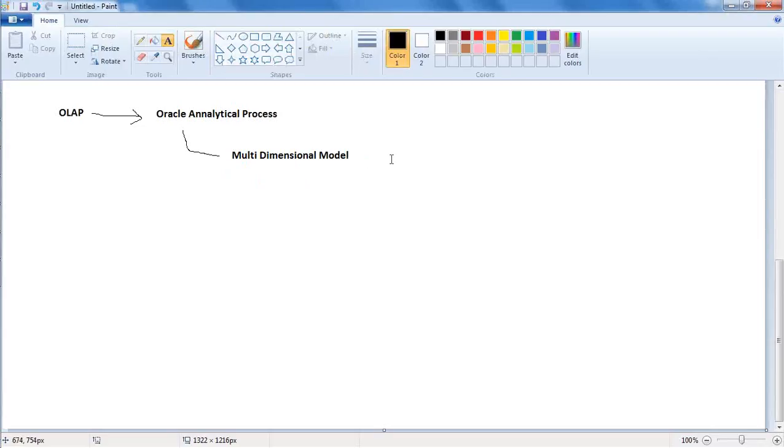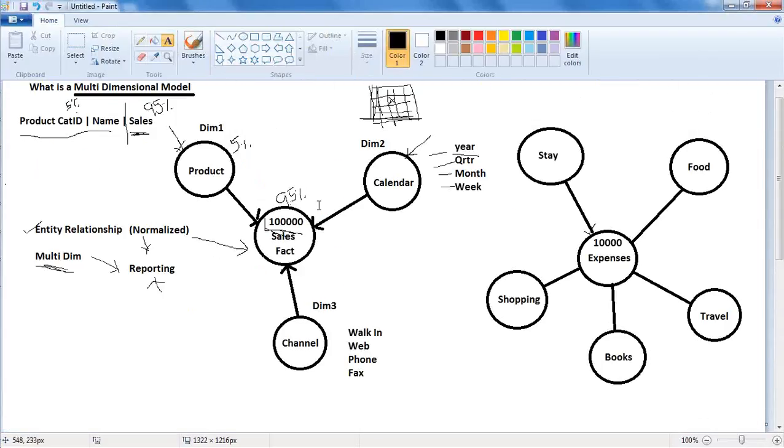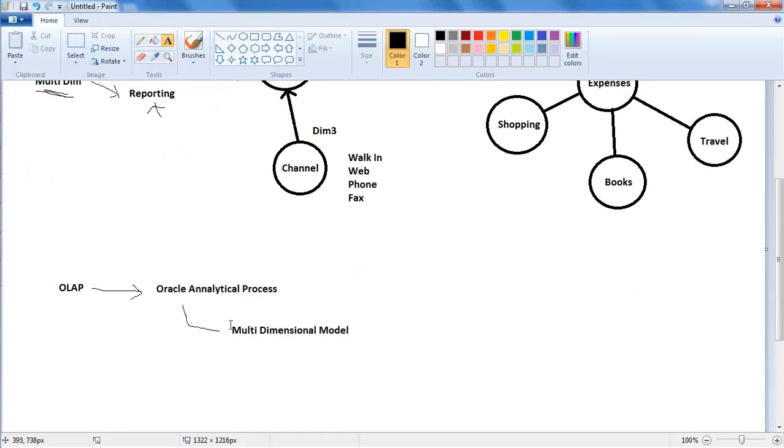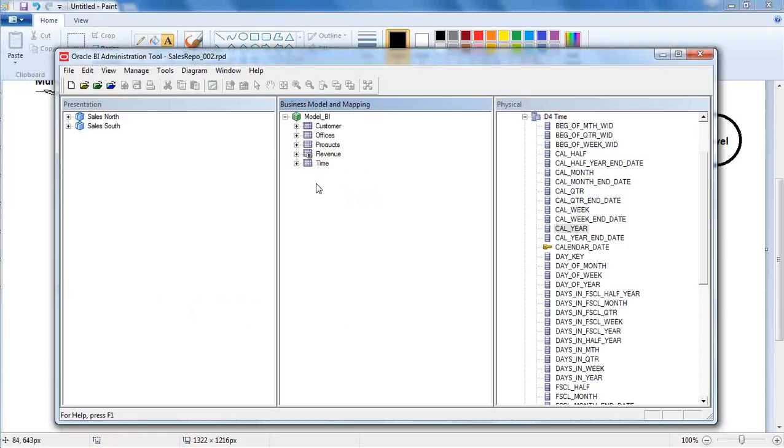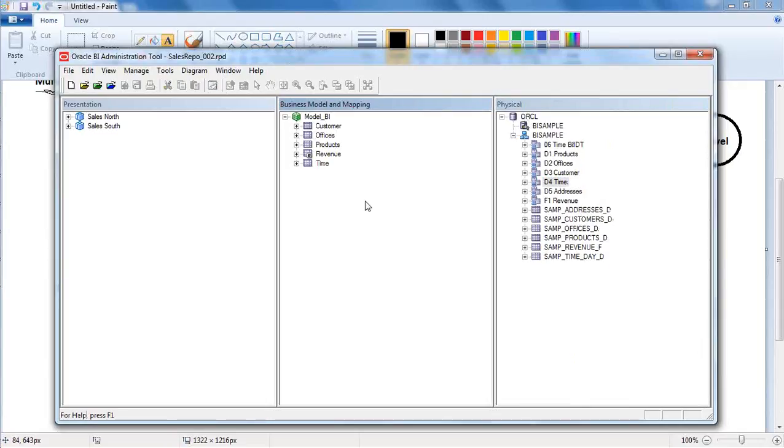Now, if that is the case, I am building a multi-dimensional model inside my repository, because my OBIEE, which is an OLAP tool, should have this. Then only I'll be able to create my reporting. So that is the reason we are building a multi-dimensional model, where my OBIEE can use this data in a better way for the purpose of analysis. That is one of the fundamental requirements. That is the reason you have to create a multi-dimensional model inside your BMM layer, because your OBIEE needs a multi-dimensional model for creating the report.